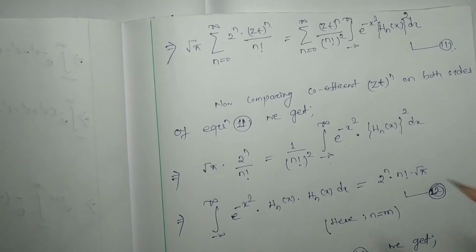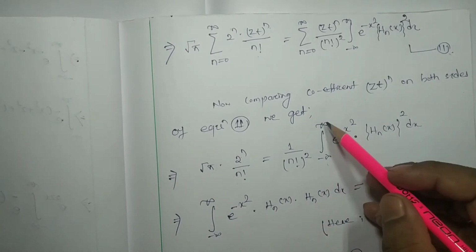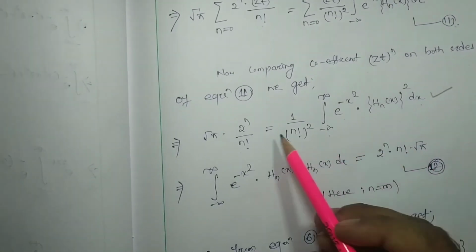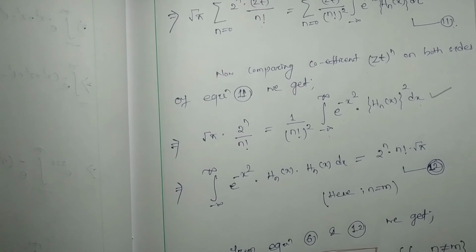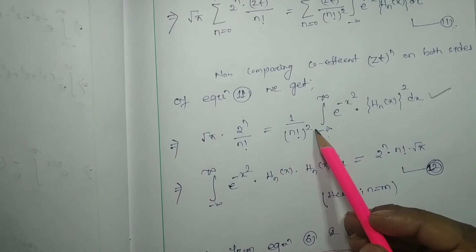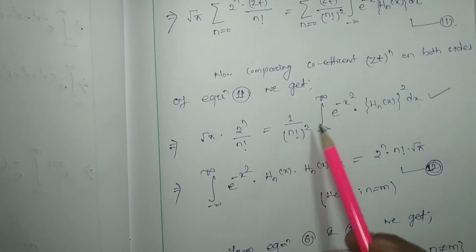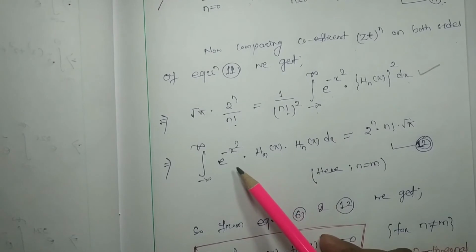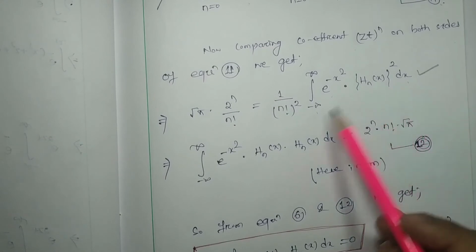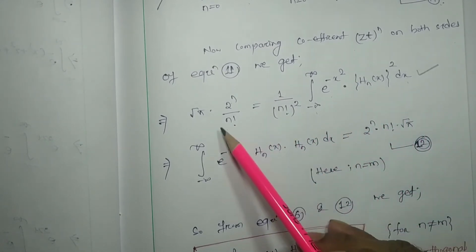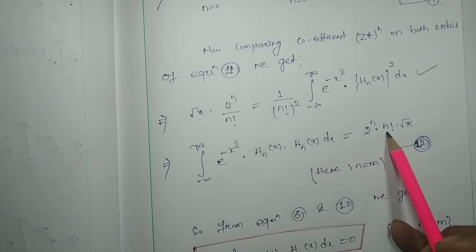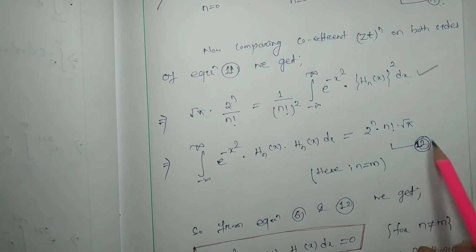Yes, dx integration is there, so minus infinity to plus infinity e to the minus x square into Hn x square into dx. Okay, so here you can see n factorial and n factorial got cancelled, and we found this much. That means minus infinity to plus infinity e to the minus x square into Hn x into Hn x, this square, can be written as Hn x into Hn x equal to 2 to the power n, this n factorial multiplied over here n factorial into root pi. Let it be your equation number 12.